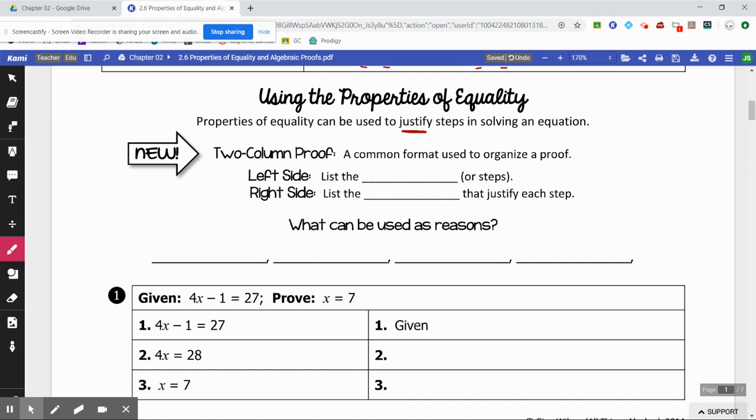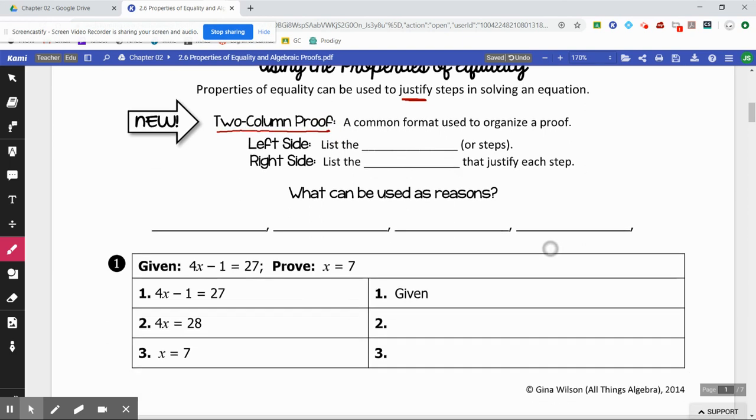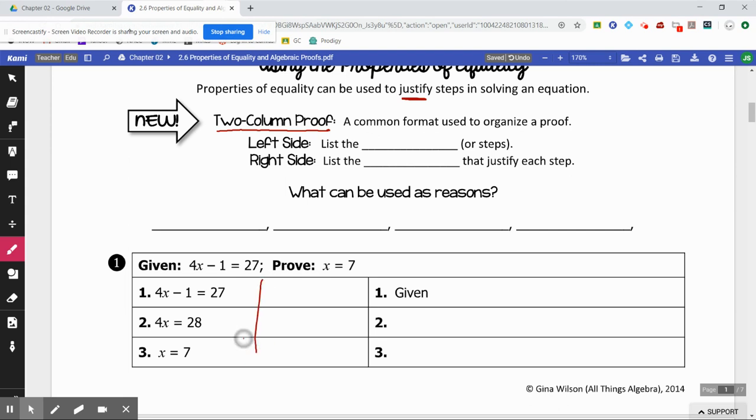To justify, again, this is deductive reasoning. We have to have reasons behind why we're doing what we're doing, and that reasoning is going to be properties. A two-column proof, you see below, has two columns, column 1 and column 2. A two-column proof is a common format used to organize a proof. There are other ways. You can do paragraph proofs. You can do other things. But two columns is probably what we're going to do most of the time.